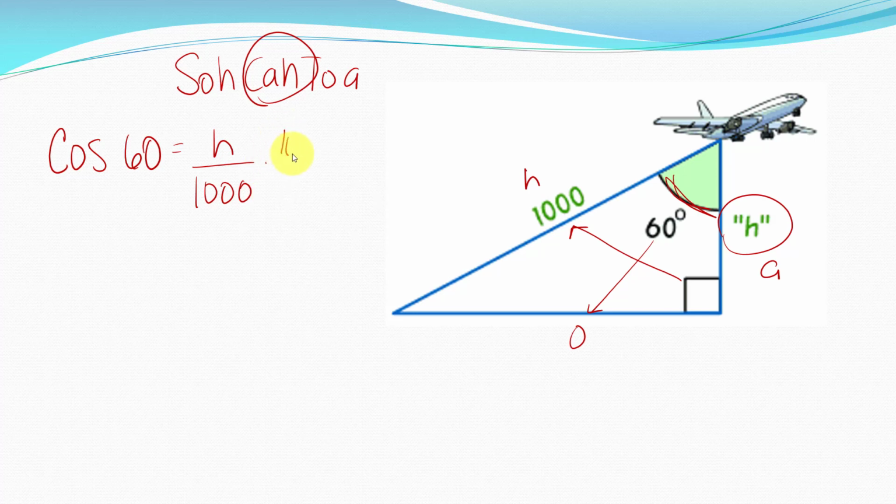Multiply both sides by 1000. Just solve for the height. So in my calculator, I'm going to enter 60 cosine times 1000, or whatever order you need to enter it in, and I ended up with h equaling 500.